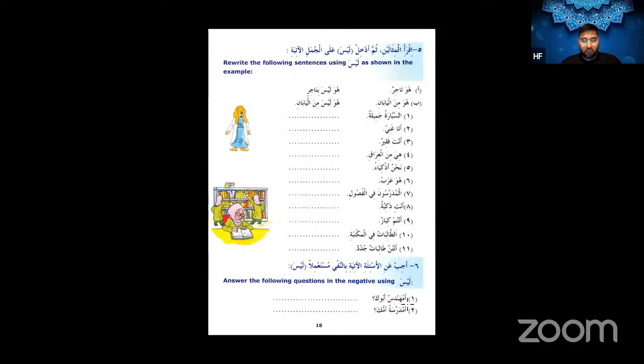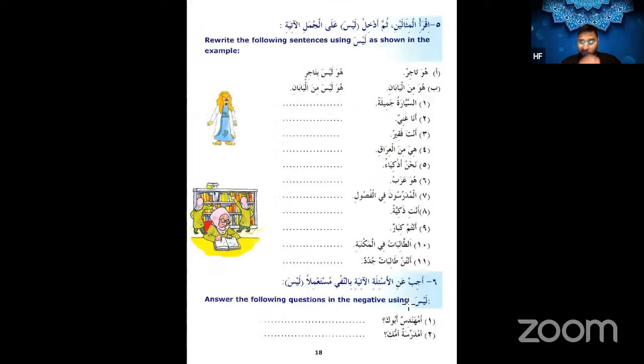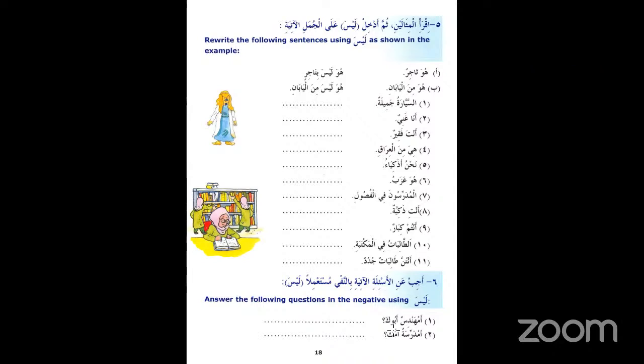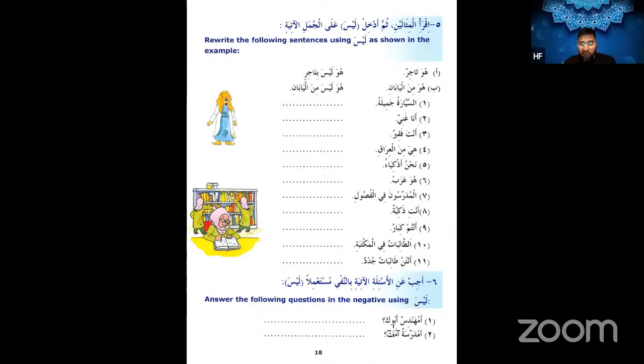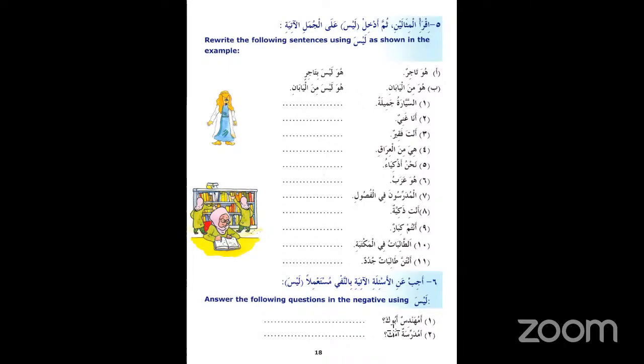So you say over here, أمهندس أبوك؟ So how would you change it? So the first one would be muhandisun abuka la huwa laysa bimuhandisin. Correct. So أمهندس أبوك لا هو ليس بمهندس. Correct. Next one.